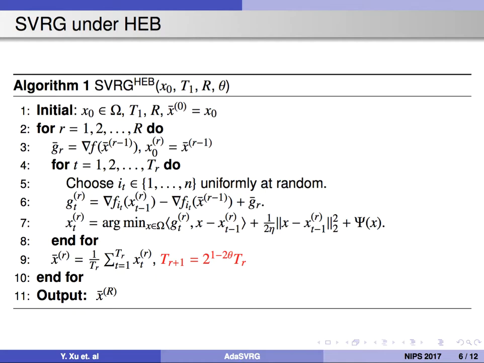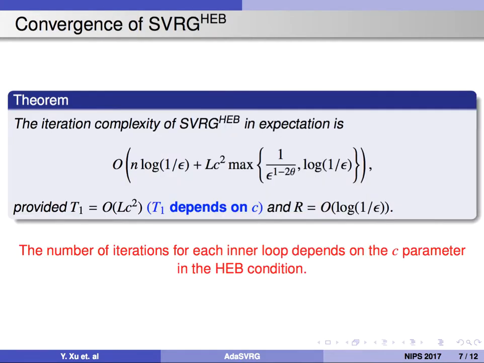In this case, we assume the parameter C is given. We can provide the iteration complexity of SVRG-HEB. From the convergence result, we can see that the number of iterations for each inner loop depends on the unknown parameter C in the HEB condition. In other words, a small value of T1 may not guarantee that SVRG-HEB converges.